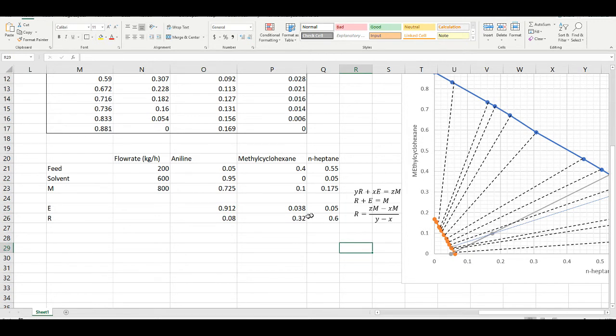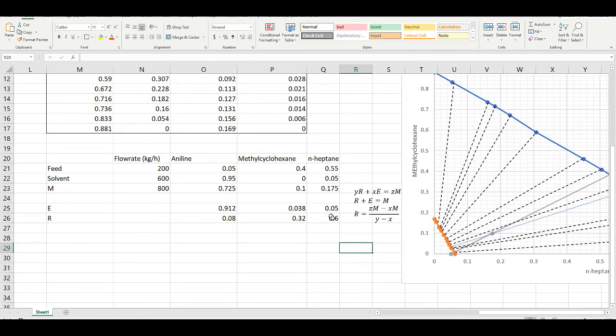Okay, now we need to calculate the flow rate for the extract and the raffinate. So if we write out the mass balances, we have the component mass balance for any specific component, as well as the overall mass balance for the extract, raffinate, and the mixing point.